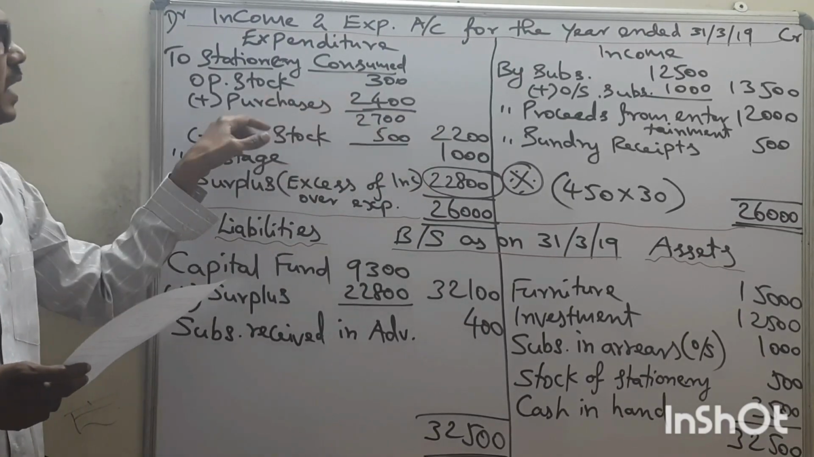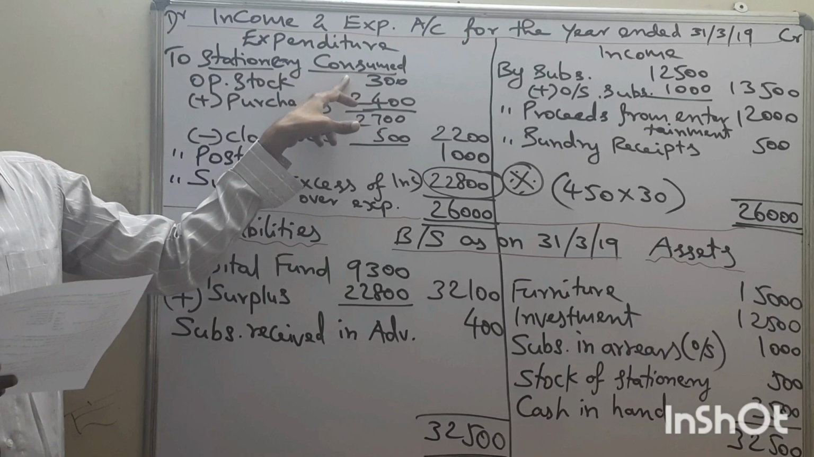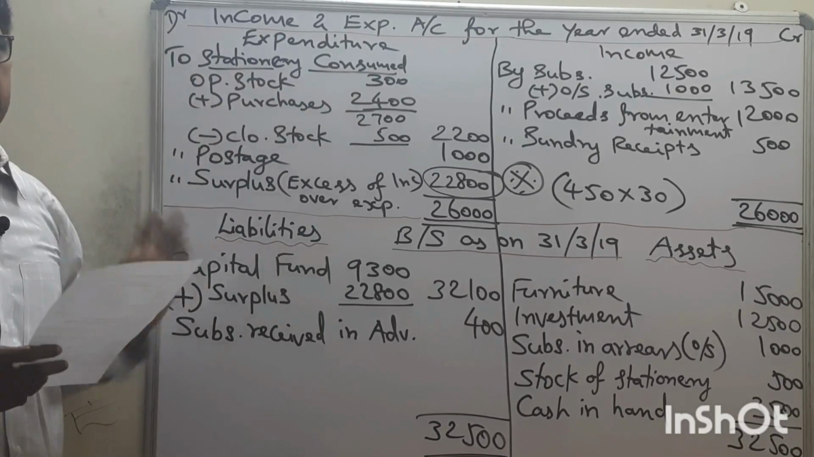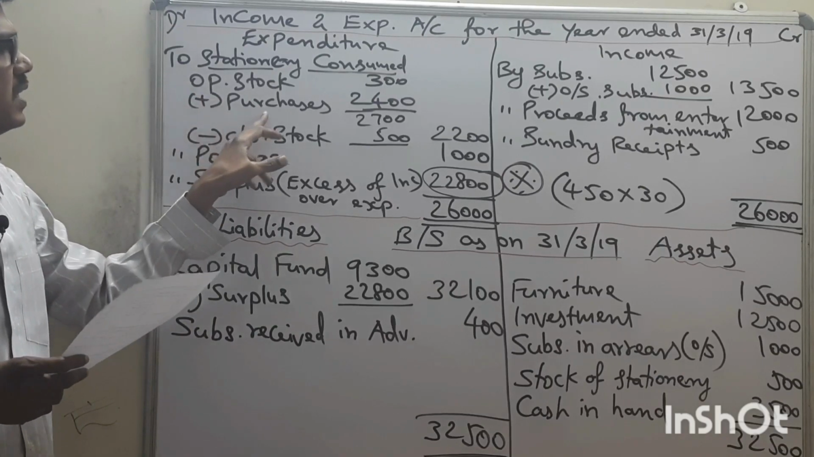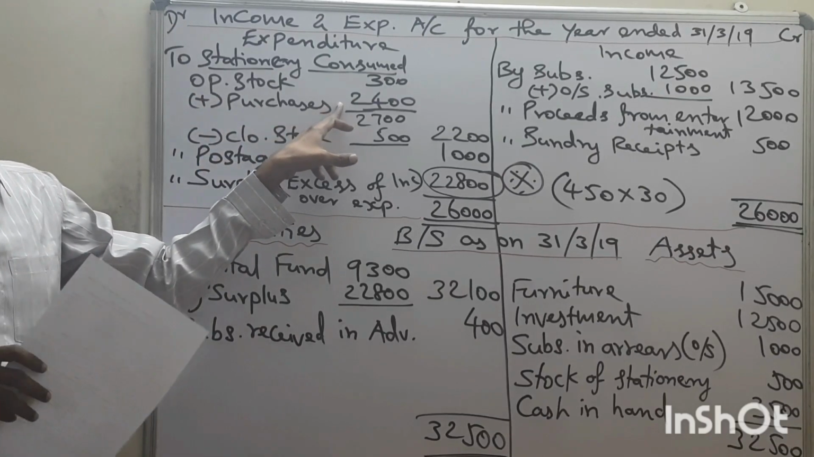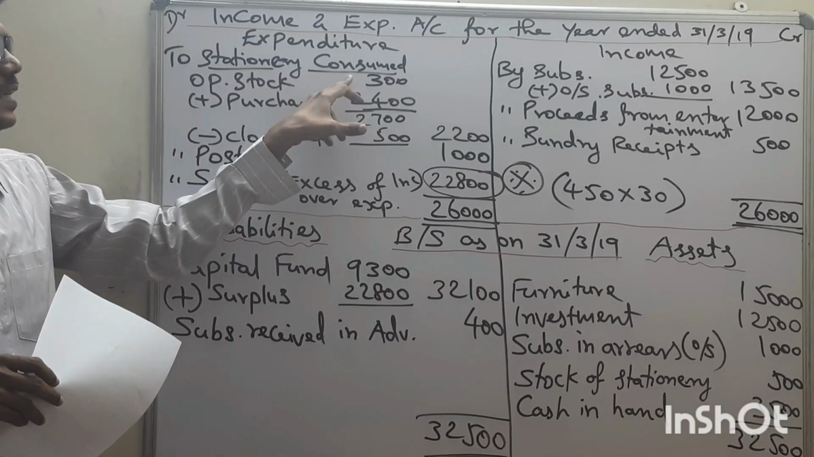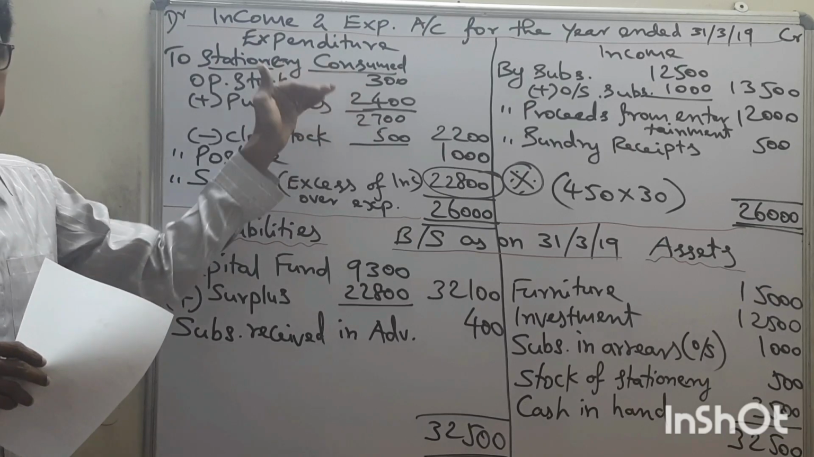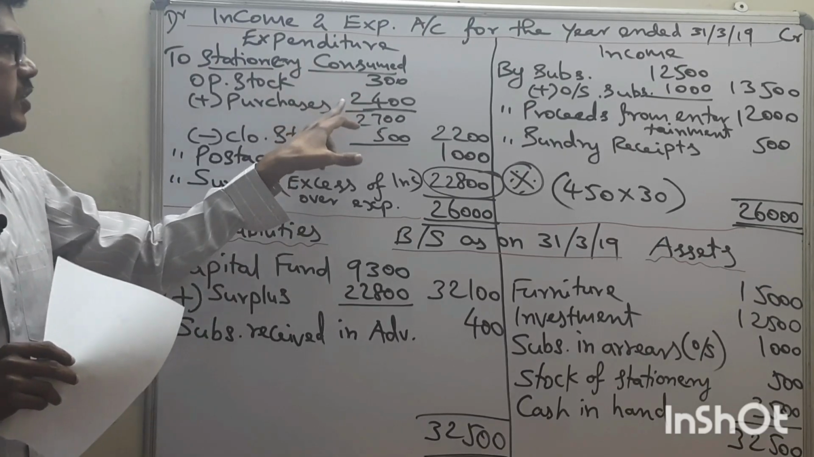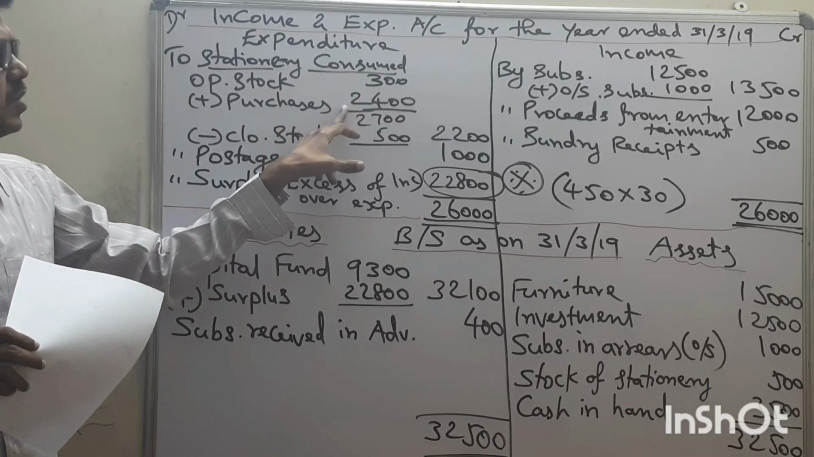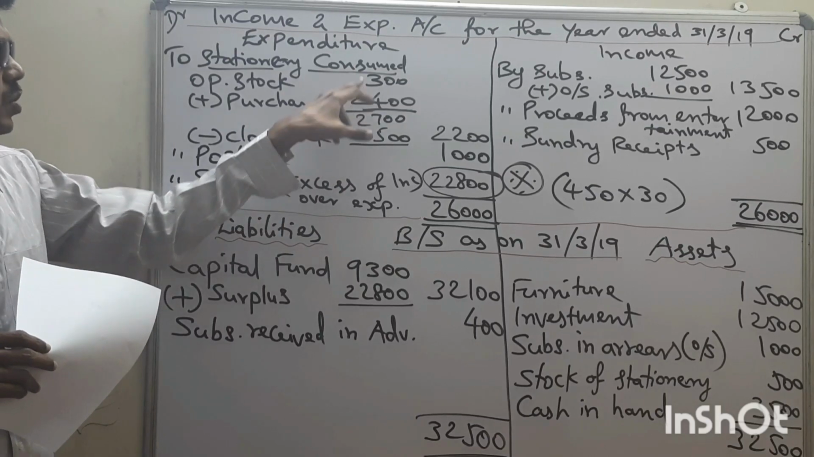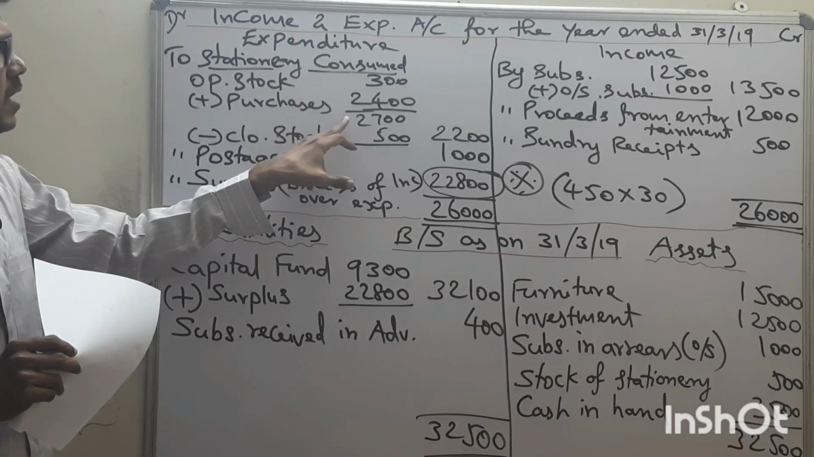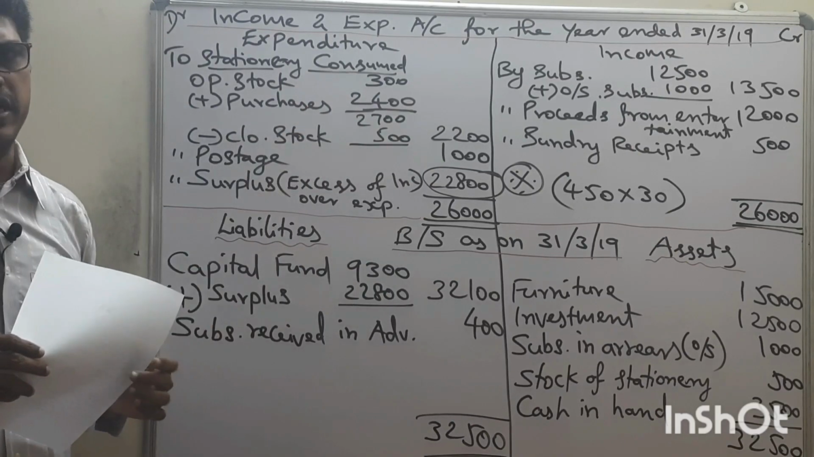If you want to understand the logic, in the beginning of the year, the club is having 300 rupees worth of stationery. During that year, further, the club has purchased for 2400 rupees. During that year, on various dates, the club has purchased totally for 2400. So the total amount of stationery available in the club during that year was 2700.